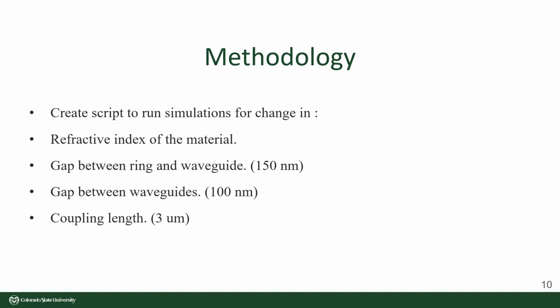Then a script was written to run simulations for different refractive indices of the material by changing the voltage, then for different gaps between the ring and the waveguide, for different gaps between the waveguides, and for different coupling lengths. After these simulations and obtaining the results, the best parameters for better performance were obtained. That is, the gap between the ring and the waveguide was 150 nanometers, the gap between the waveguides was 100 nanometers, and the coupling length was 3 micrometers. The refractive index of the material will be changing, and that will be explained in the next slide.